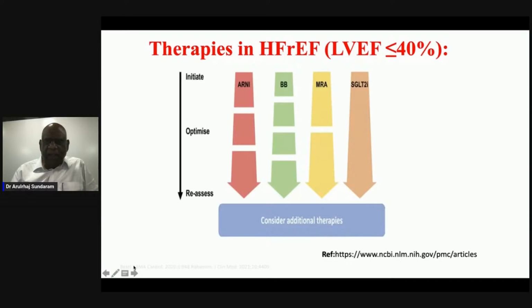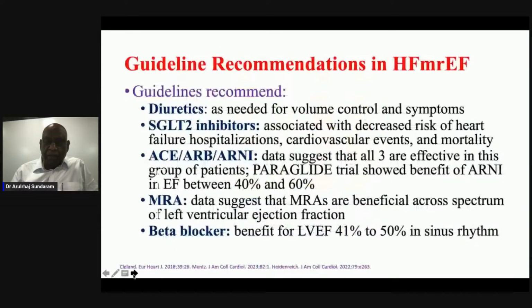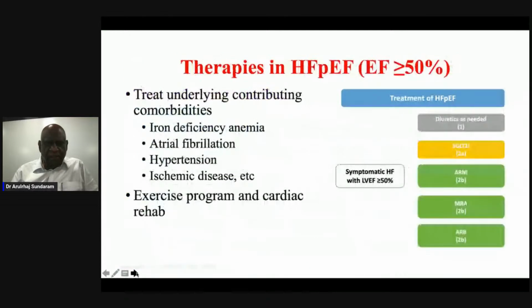Guideline treatment recommendations in mid-range. Again, as I told you, diuretics as needed. SGLT inhibitor has to be there. ARNI, ARB, ACE inhibitor. ARNI is a very good one, and MRA is also very useful depending upon the ejection fraction. Beta blockers, check the ejection fraction; if it is above 40, it is of use. With the preserved ejection fraction, you have diuretics as needed, SGLT2, ARNI, MRA, and ARB.